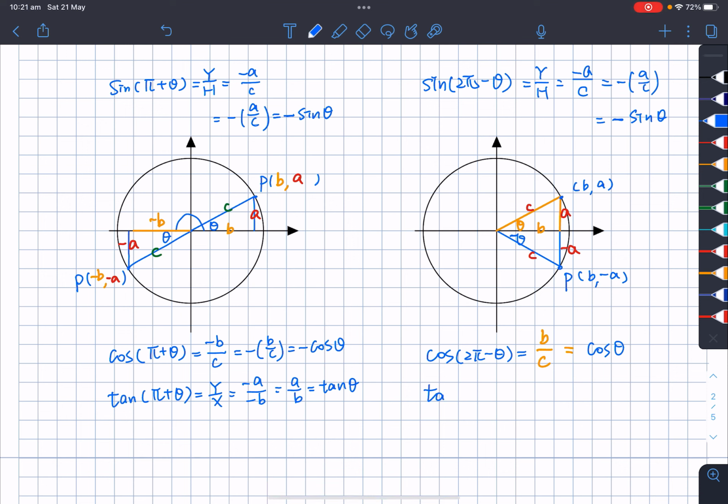So tangent 2 pi minus theta equal to y coordinate over x coordinate. So equal to a over c. Oh, negative a over c. So equal to negative a over c. So a over c in first quadrant is tangent theta. So equal to negative tangent theta.